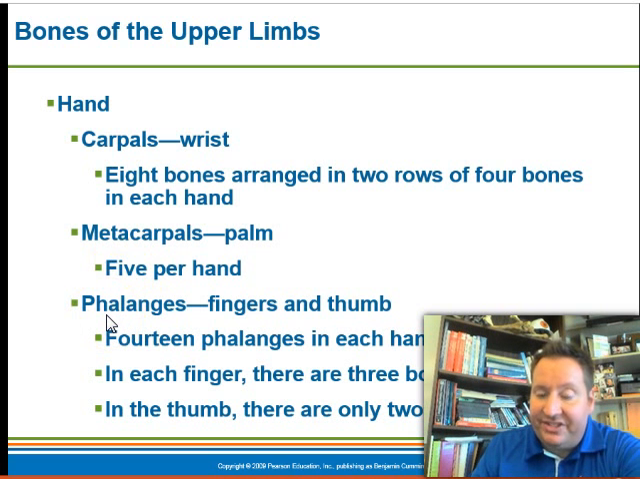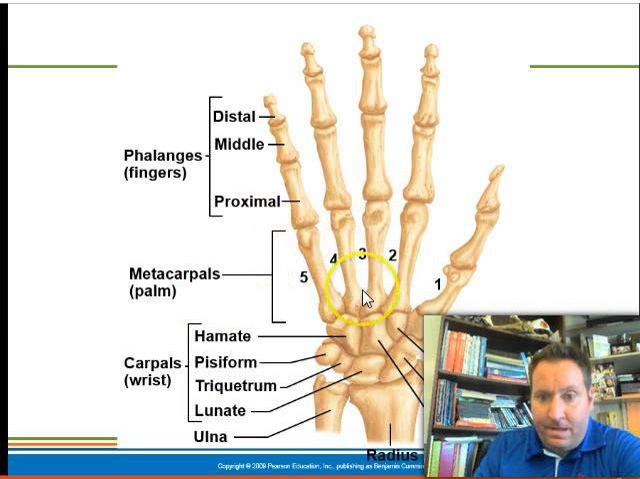You have 14 phalanges in each hand. Each finger has 3 bones, with the exception of the thumb, where only 2 bones compose the phalanges. When we name the metacarpals or the phalanges, we start with the thumb being 1, and then 2, 3, 4, 5 as we come across.